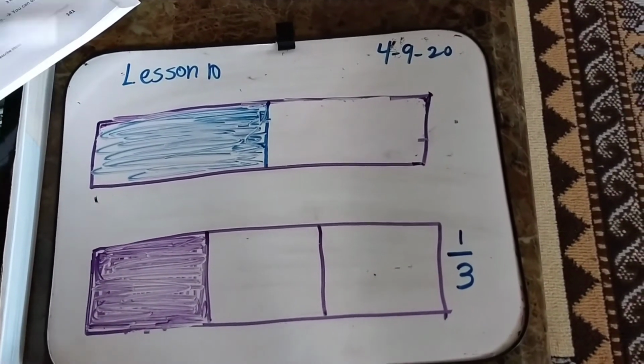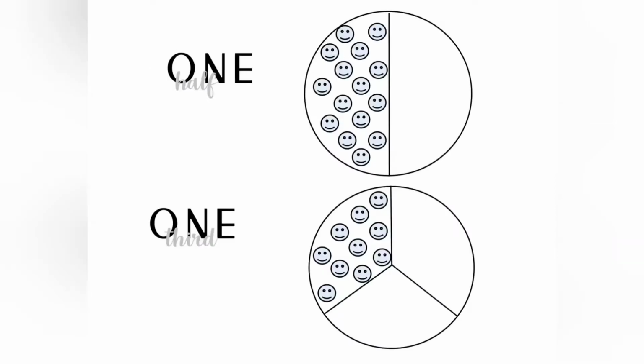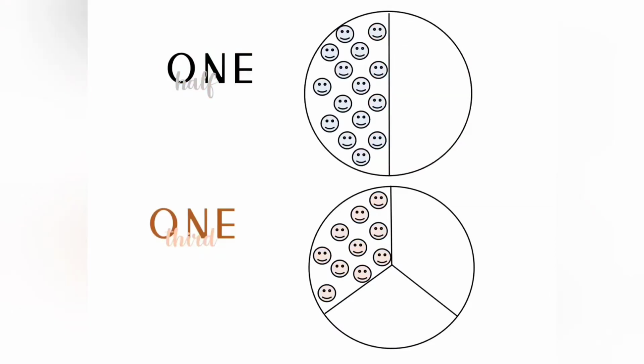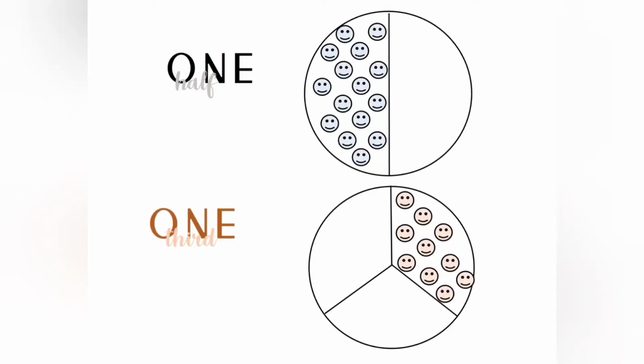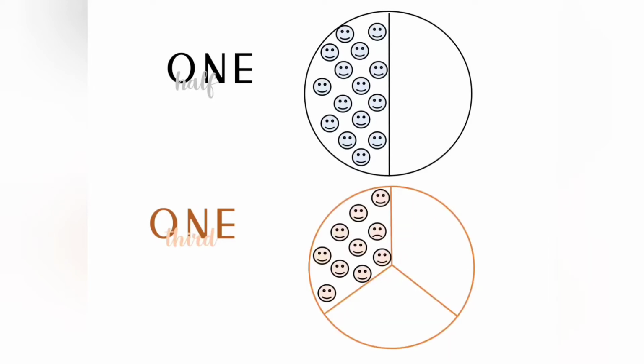Okay, now let's go ahead and count the parts on the first one. One part, two parts. How about this one right here? Let's count it. One part, two parts, three parts. So this circle right here has three parts, and this circle right here has two parts.